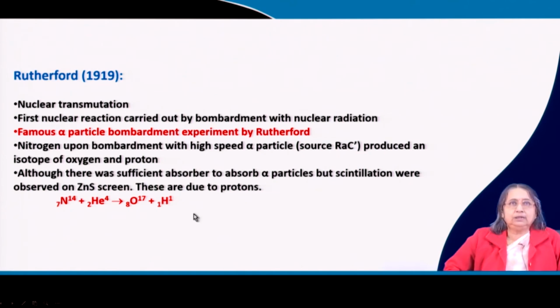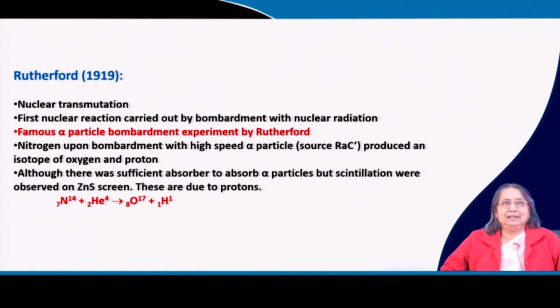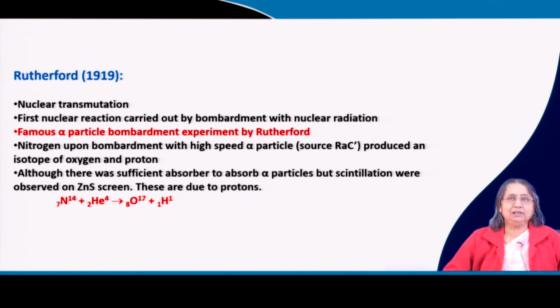But you know that when he did the experiment and wanted to publish it, people did not believe him. They thought that it was an impurity, that the oxygen was already there, so it was not produced. But finally it was observed and proved by him that it is the product of nitrogen. Okay. So, it is called nuclear transmutation, one nucleus to another nucleus.